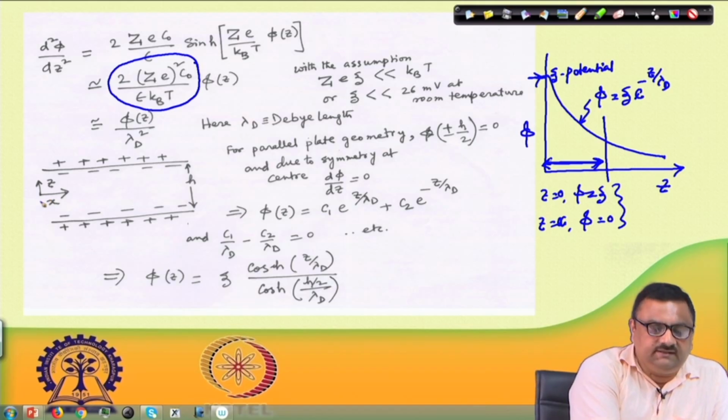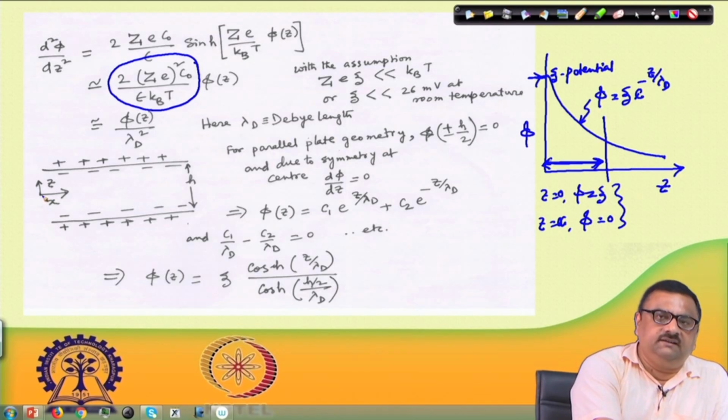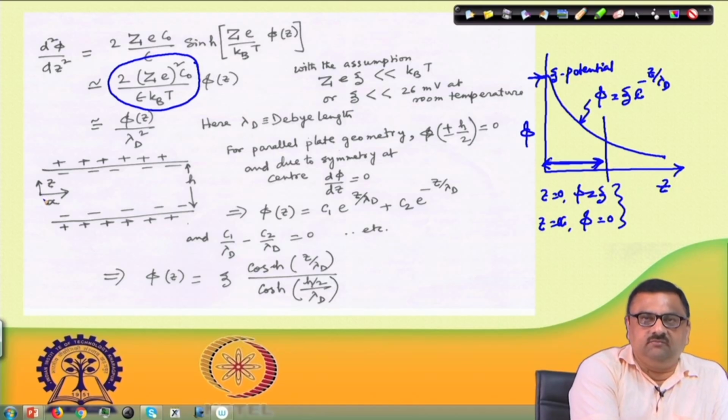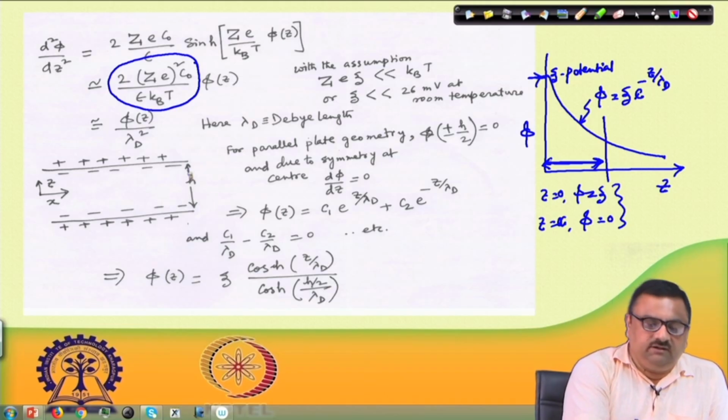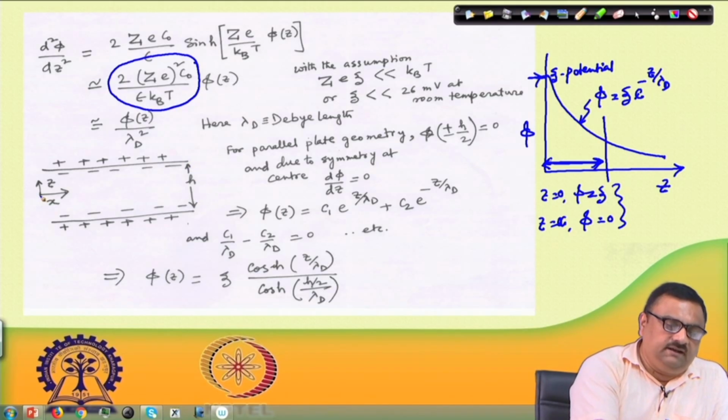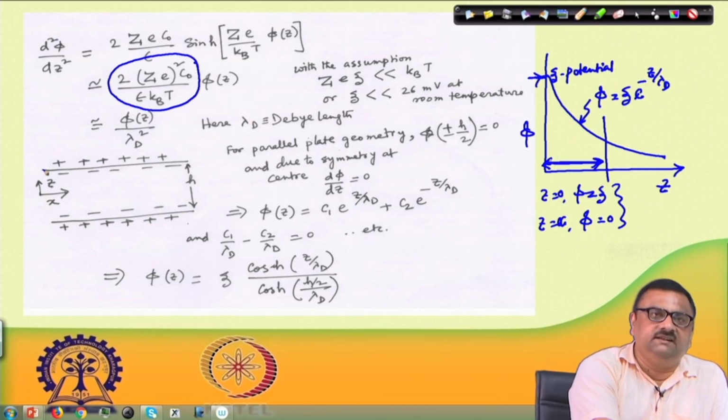with an xz system where x is in this direction and z is at the center of a channel, and the channel is comprising of two parallel plates. The distance between two parallel plates is h, and z starts from the center. So, z goes from minus h by 2 to plus h by 2.